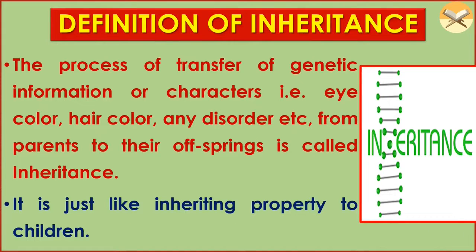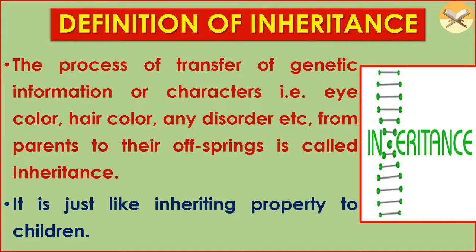Inheritance. Inheritance is simply the process of transfer of genetic information or characters from one generation to the next generation. The characters may be good or bad. Good characteristics means like blue eye color, brown hair color, these are counted as good characters. And bad characters means disorders or diseases, like hereditary diseases, diabetes or color blindness. These are counted as bad characteristics.